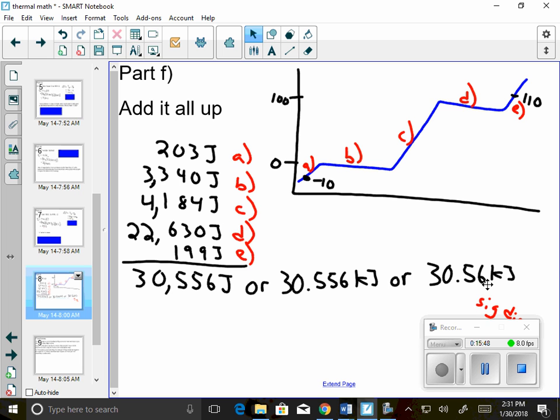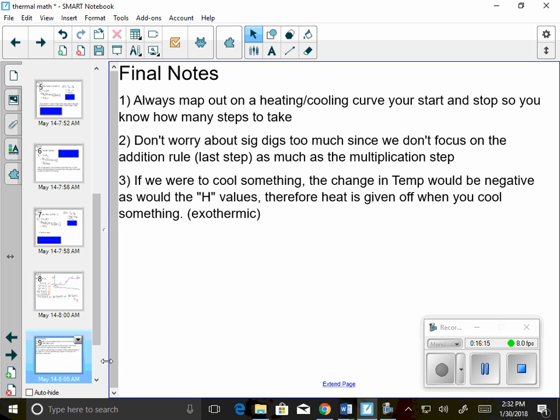And keeping track of sig digs, which is a little tricky because I'm using the rules of add subtract along with multiply divide, I rounded it to 30.56 kilojoules. Again, I would not worry too much when it comes to significant digits with this because of those rules. Again, if you need to pause the video to catch up with the work here, otherwise I have one last slide to explain.